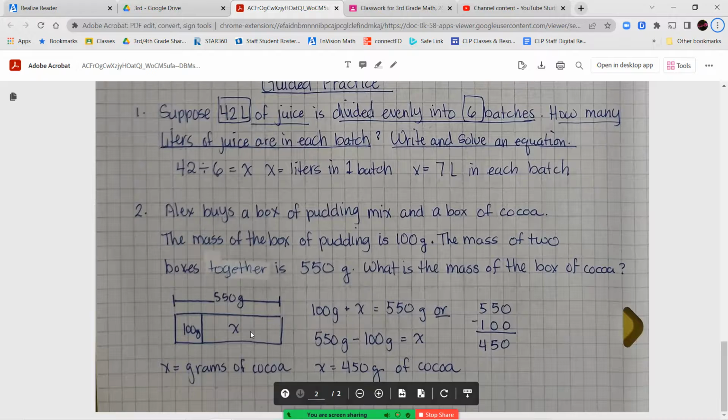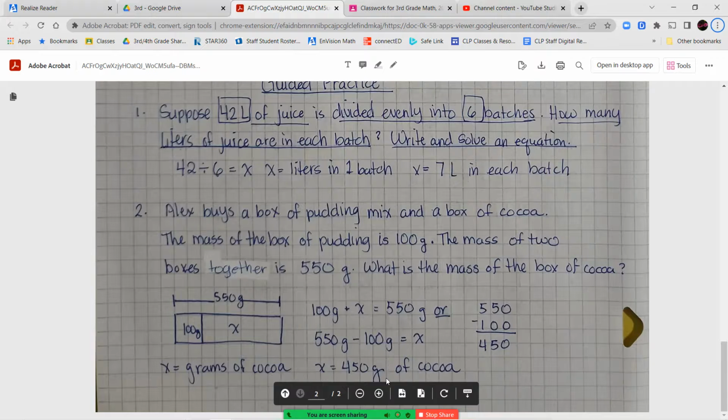Now I can write this equation 2 ways. I can say 100 plus X equals 550, or I could say 550 minus 100 equals X. So 550 minus 100 is going to be 450. That tells me that I have 450 grams of cocoa.